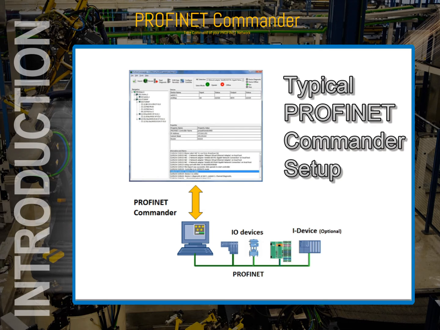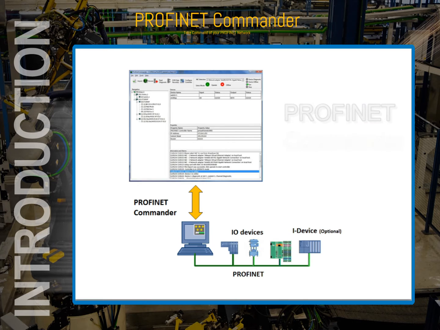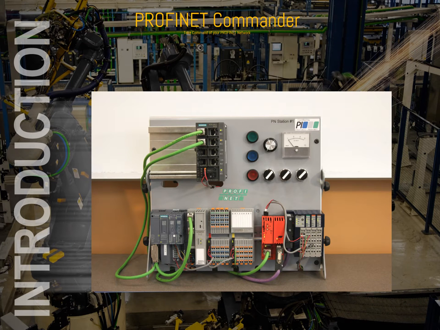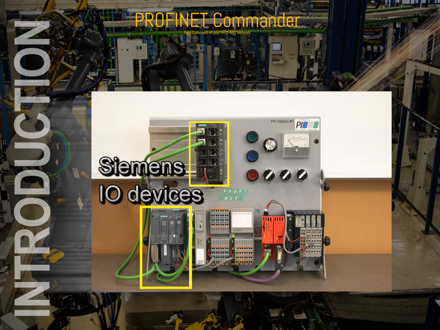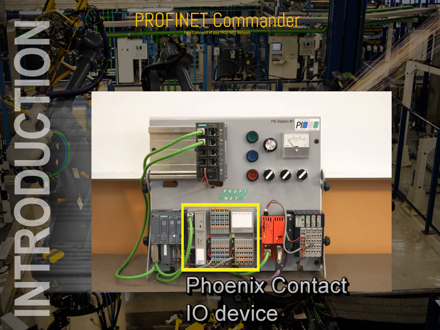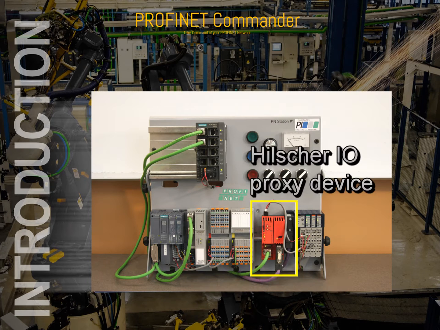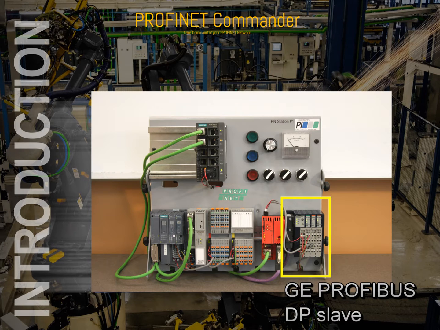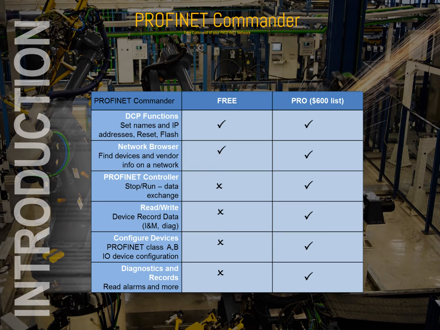Shown here is a picture of a typical setup, including PROFINET Commander loaded on our PC, which is then connected to other PROFINET I/O devices or a PLC as a PROFINET I/O device on your network. Here, we are showing the real hardware in use today. We have a switch and PROFINET I/O device from Siemens, a PROFINET I/O device from Phoenix Contact, and a PROFINET I/O proxy from Hilscher, which is mapping information to and from a GE Profibus slave.